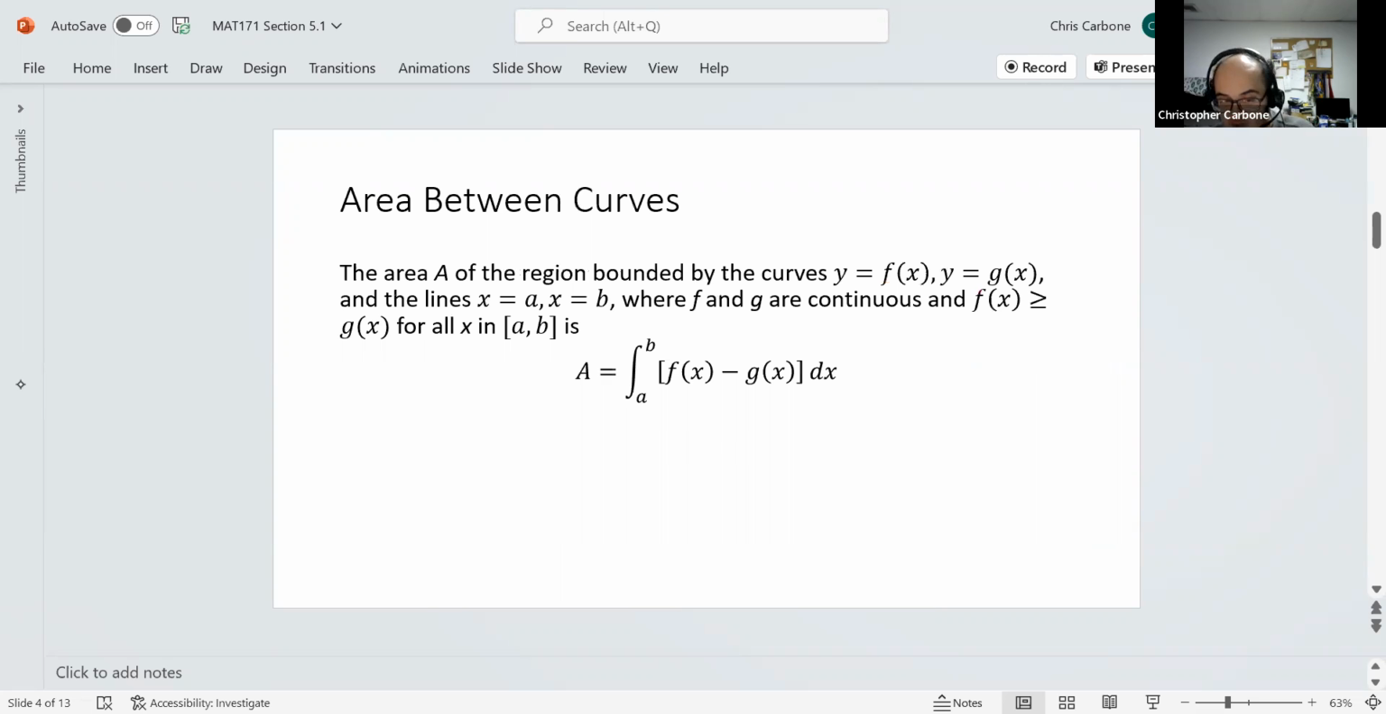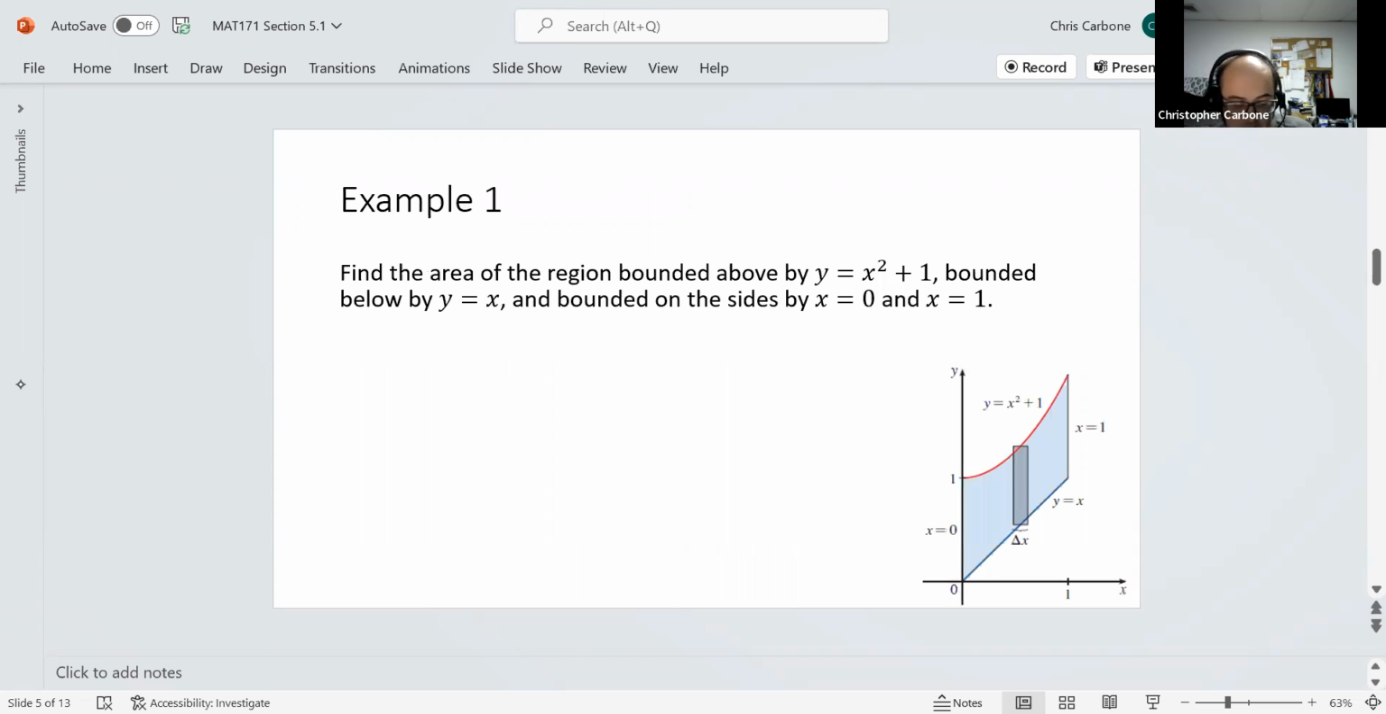So the area between curves, this is the area A of the region bounded by the curves y is equal to f of x, y is equal to g of x, and the lines x is equal to a and x is equal to b, where f and g are continuous, and f of x is greater than or equal to g of x for all x in the closed interval from a to b, is the integral between a and b of f of x minus g of x dx.